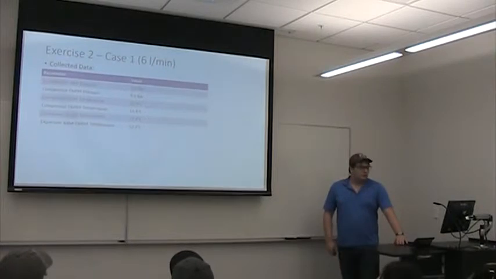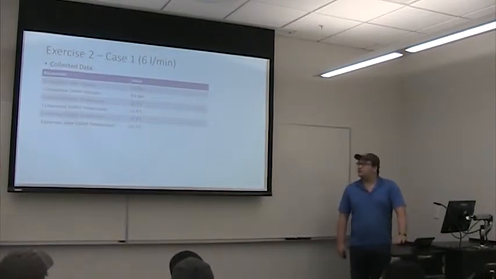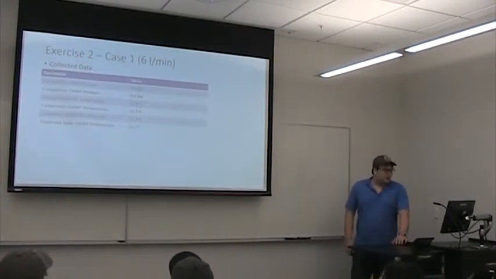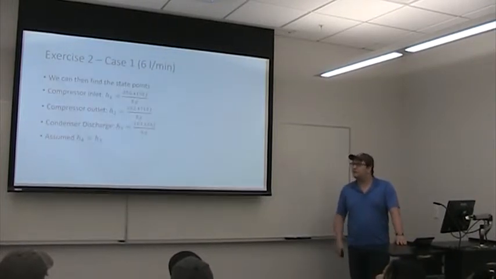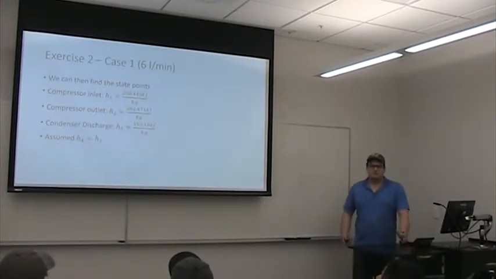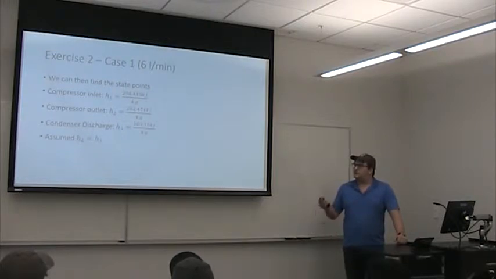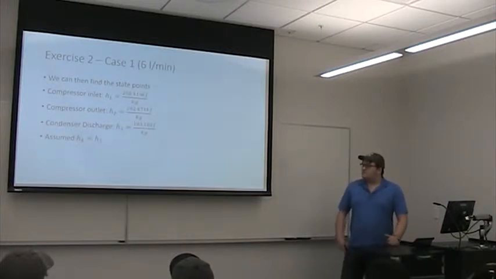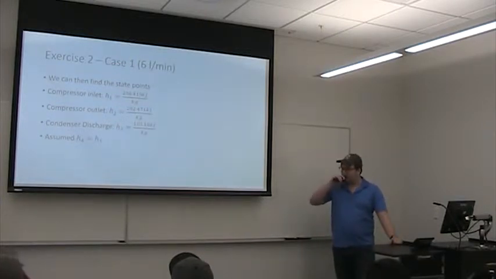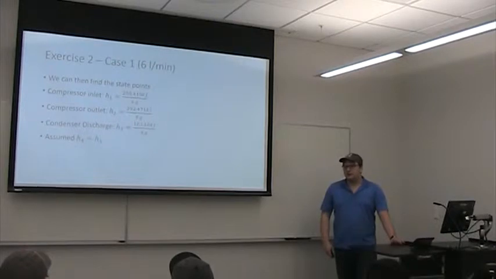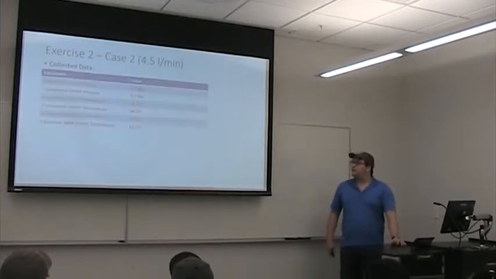So for exercise 2, we adjusted the condenser flow rate to 6 liters per minute, and we collected these parameters. Of particular note is this expansion valve outlet temperature, as that is significantly superheated at 3 bar. We were able to then, using some pretty standard interpolation, find the state points for the compressor inlet, outlet, and the condenser discharge. Going by the packet, we were to assume that the enthalpy going out of the expansion valve was equal to that coming out of the condenser.